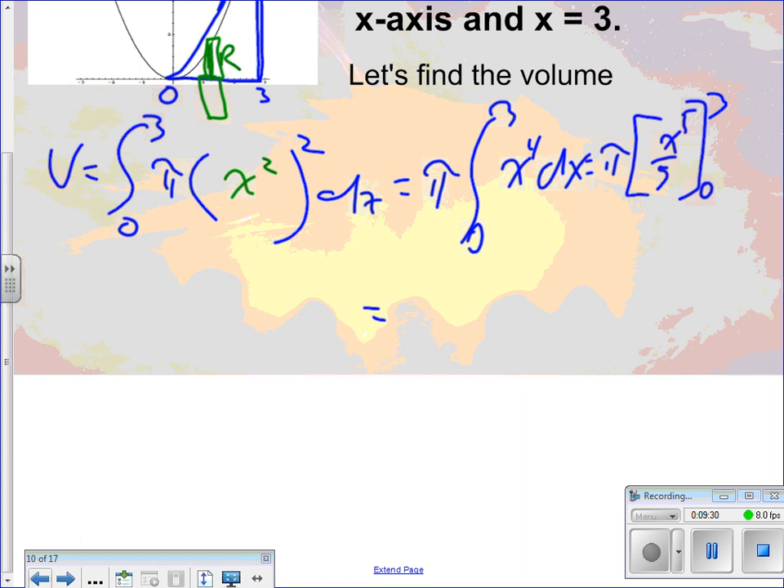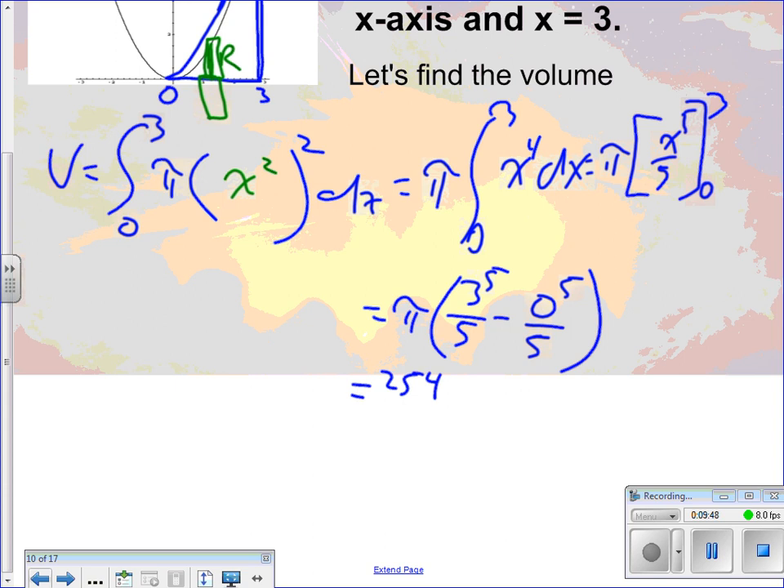So it equals pi times 3 to the 5th over 5 minus 0 to the 5th over 5. 3 to the 5th: 3, 9, 27, 81, 243. Equals 243 over 5 pi, and leave it in terms of pi, dear Lord, please.